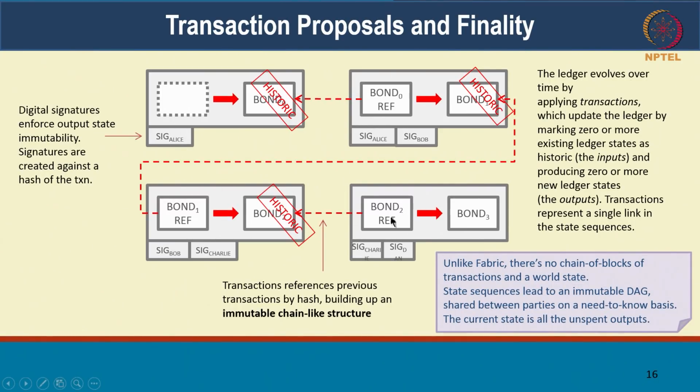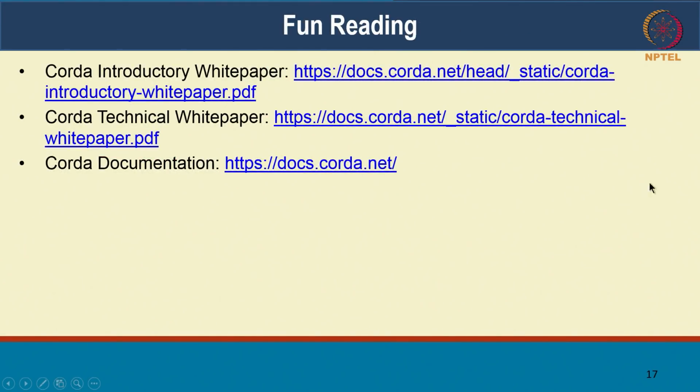But this chain of blocks, this state information, is only available with Alice and Bob. It's not available universally with other nodes. So that's the no-blockchain aspect, right? The state sequences lead to almost like a DAG. Each node is going to maintain this DAG of state sequences. Each state could be referring to a past state, and it's really a DAG. Okay, so we'll pause at this stage for the first lecture on Corda.